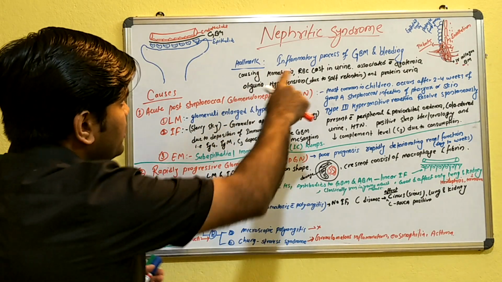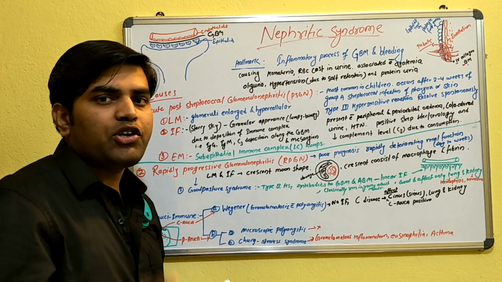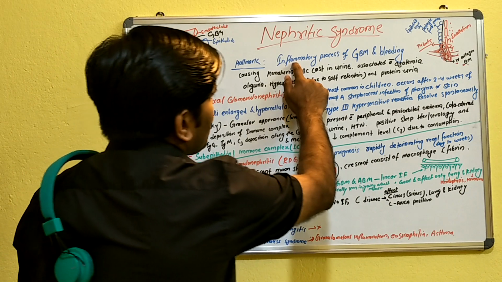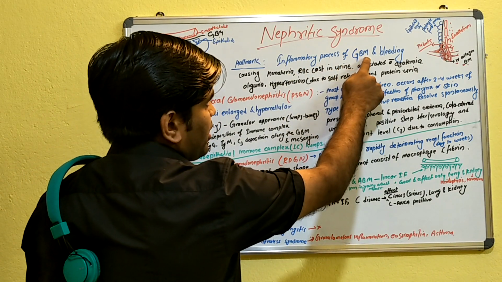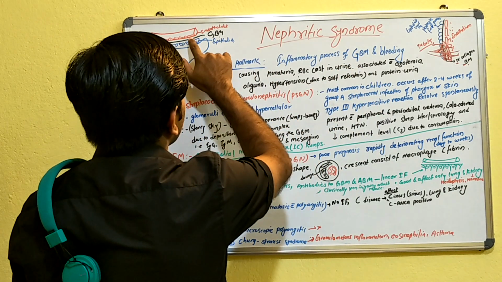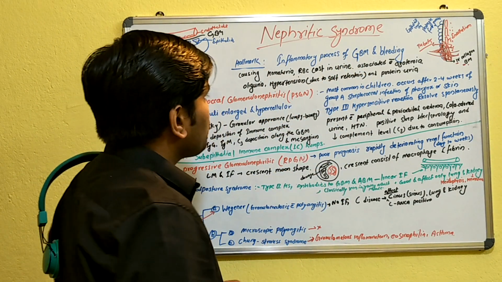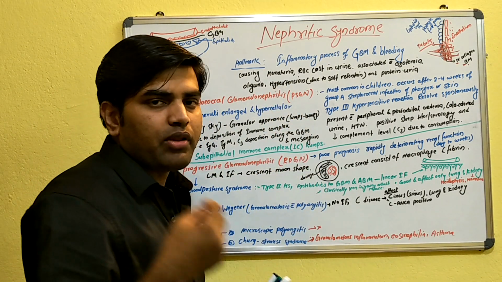In nephritic syndrome we are talking about the glomerular basement membrane. It is an inflammatory process. The hallmark of nephritic syndrome is inflammatory process of your glomerular basement membrane, and there is bleeding. Since there is bleeding, what will you find? You will find hematuria in the urine.